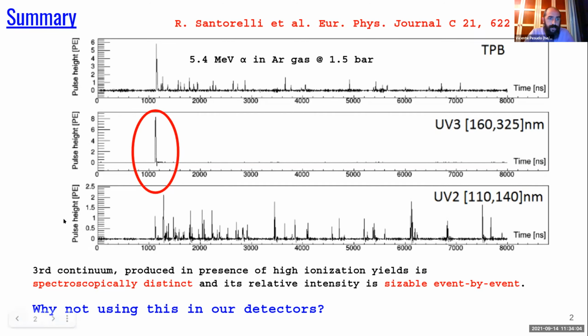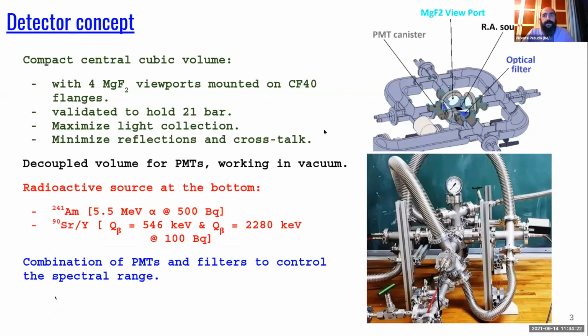It's happening in what we call the third continuum, which is produced in the presence of high ionization yields and is spectroscopically distinct, and its relative intensity is sizable event by event. We published this in this paper, and the main message is: why not use this in our detectors? So let me go one step back and present the detector concept with which we measure this.